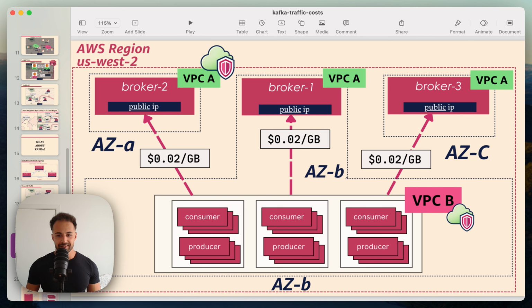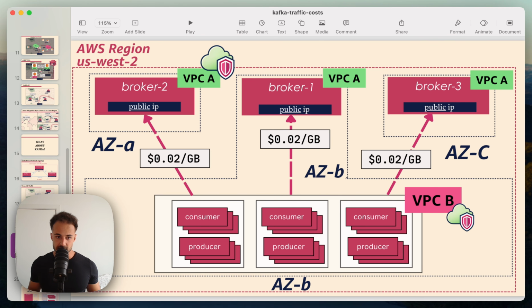And now we have to introduce VPCs into the mix, because usually your client applications are going to live in different places. Let's say you have a payments team. They have their own apps, their own microservices, and their own VPC. You have your fraud detection team, and they have their own VPC as well. So you have many VPCs here. Again, I've simplified it to just two VPCs: the Kafka VPC and, let's say, the client VPC.